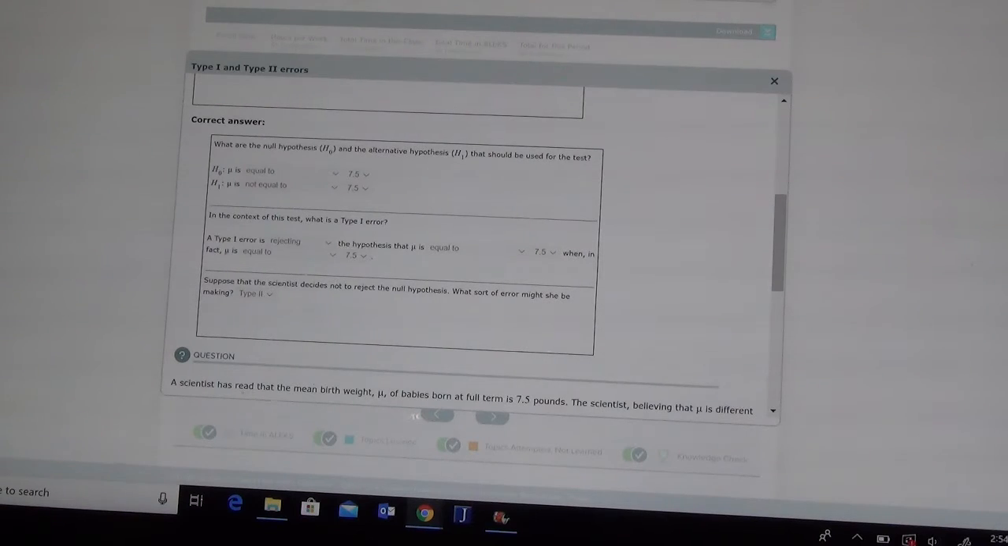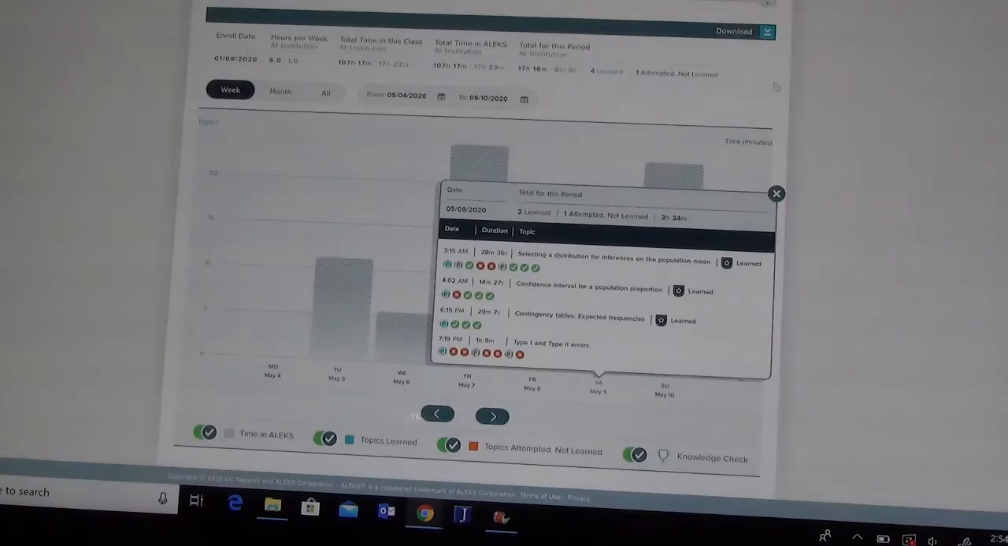Suppose the scientist decides not to reject the null. Again, if you do not reject the null, that is making a type 2 error. So that's pretty similar to the one we just looked at. Let's see what the next one said.